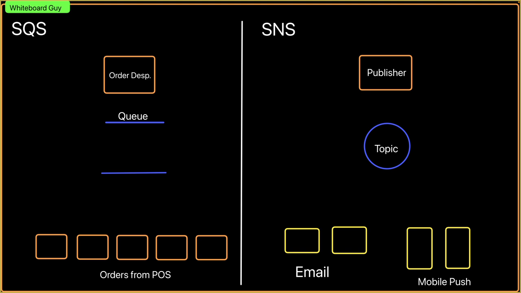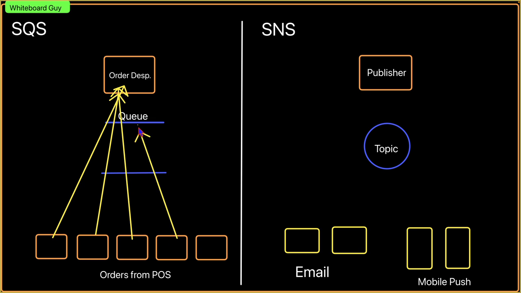So on my left-hand side, I've got the Simple Queuing Service, SQS, and at the bottom, you can see I've got multiple orders coming from point of sales devices. And then I've got a dispatching system on top, order dispatch, that will process those orders. Now, if we have a tightly coupled environment, which is an anti-pattern, and we send directly to that ordering service, the moment that ordering service goes down, we're in trouble because those devices can't send to them anymore.